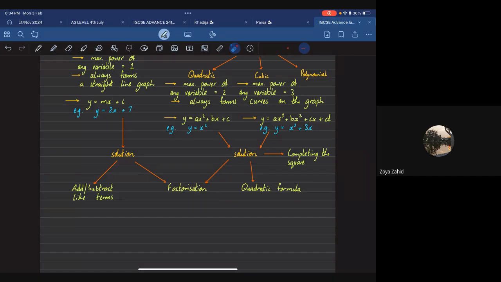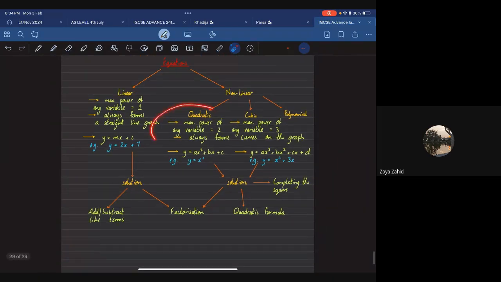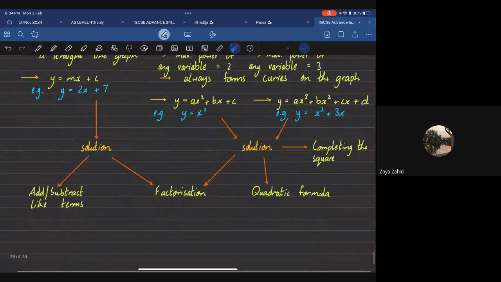So the quadratic formula is probably the most versatile method of solving a quadratic equation. But there's one slight limitation of the formula, which is that it can only be used for quadratic equations. It cannot be used for cubic or any other equations. It can only be used for quadratic equations.